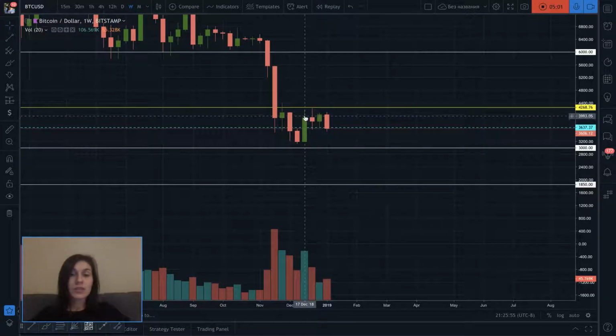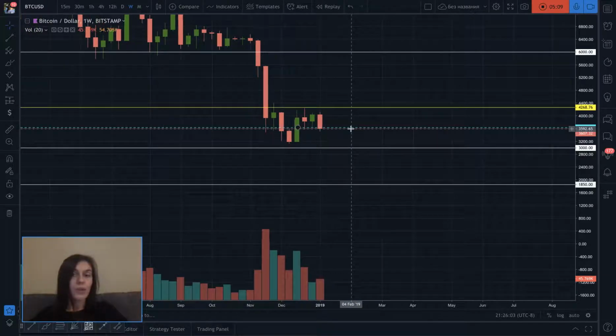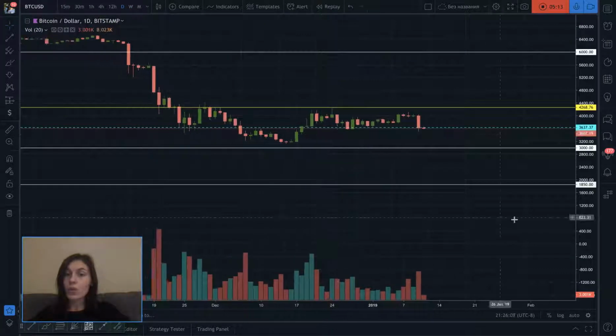And you see here, while we are approaching the resistance level, every time there is a jump out. Of course, this is the short signal. If we go to the daily chart, okay, what should we do now?